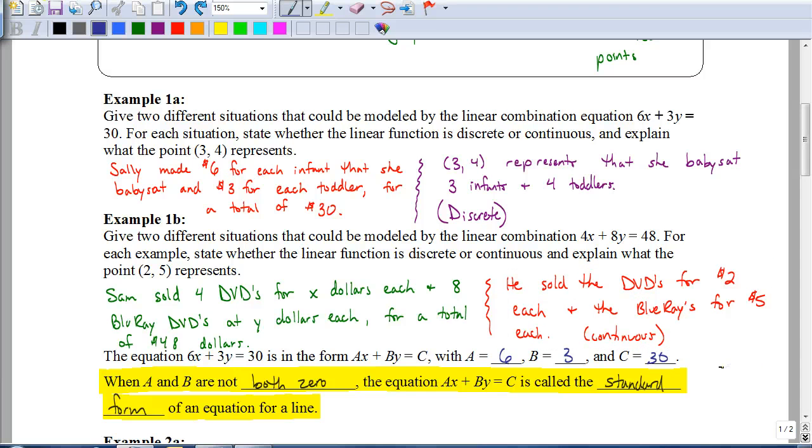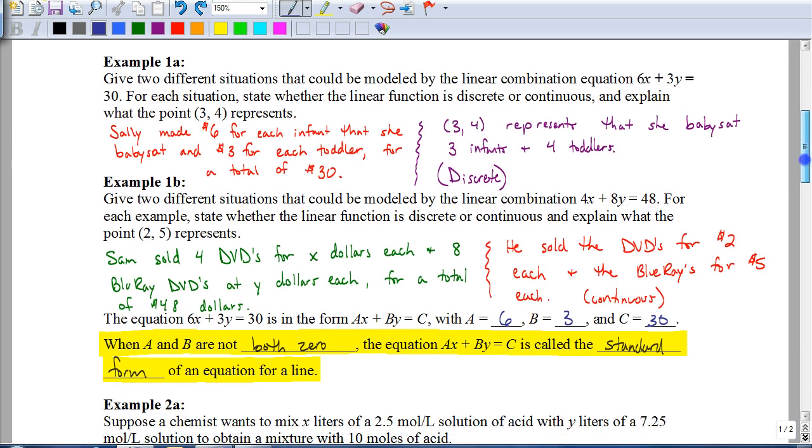And as far as the coordinate (2, 5), that represents that he sold the DVDs for $2 each, and he sold the Blu-rays for $5 each. So this, again, would be a situation that's continuous.